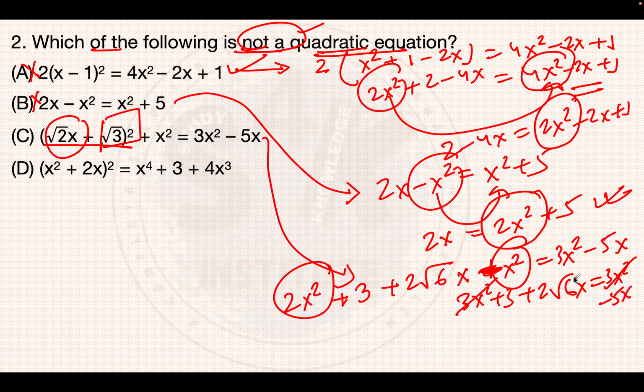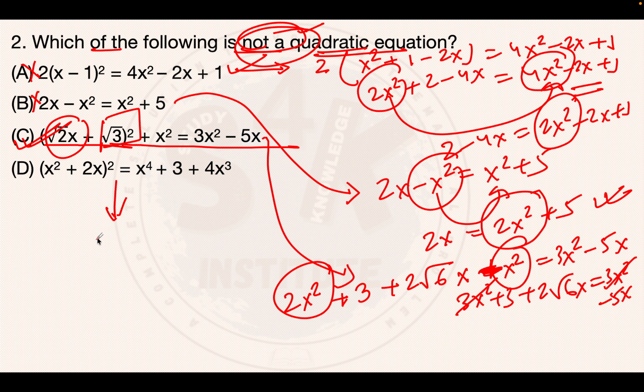So this will get cancelled. So this is not a quadratic equation. So your answer will be this. Okay, this is not a quadratic equation. So the answer will be this because it turns into a linear equation. Now let's try to solve this and see why it is a quadratic equation, or what it is.